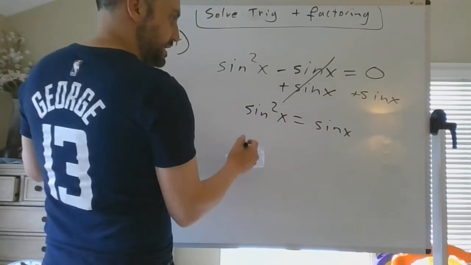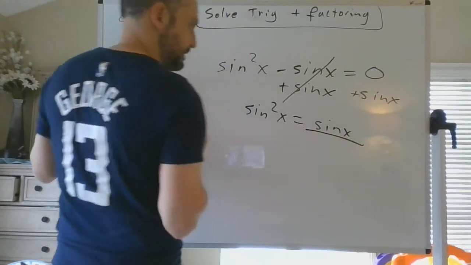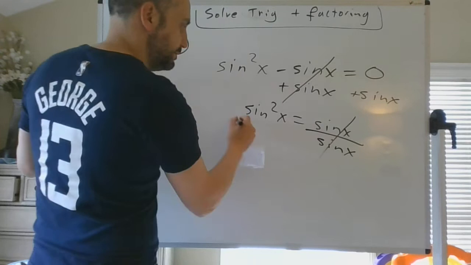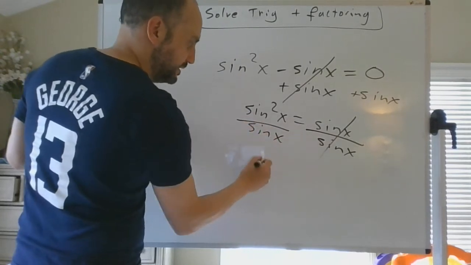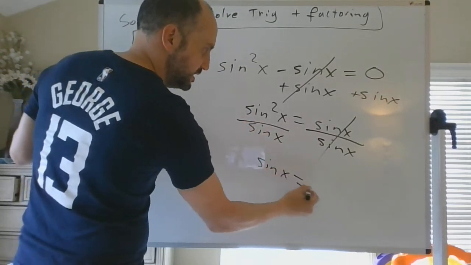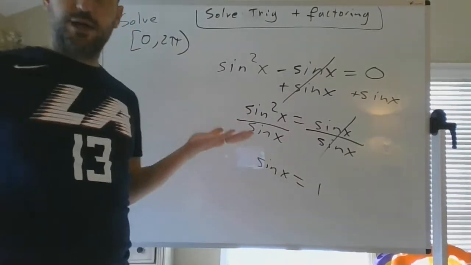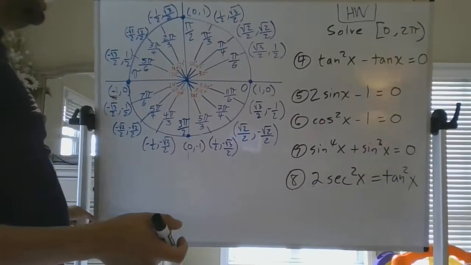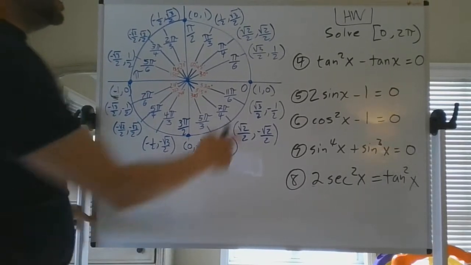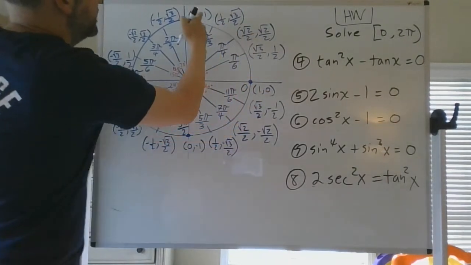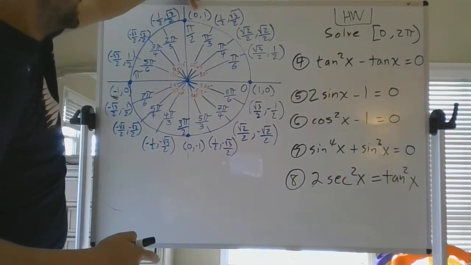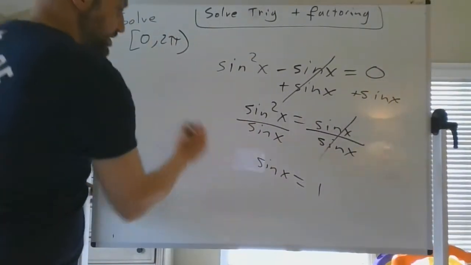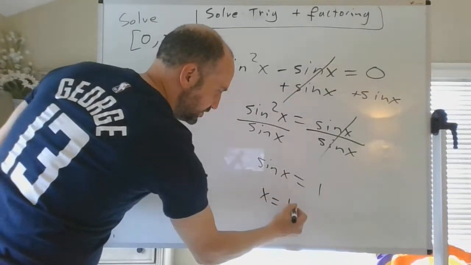Okay, well, now I'm going to divide by sine of x here, and I'm going to divide by sine of x here. I'm going to be left with sine of x equals 1. Great. Now I can find out where sine of x equals 1. Let's see, where does sine equal 1? Sine equals 1 here, and that's it. So the answer is x equals pi over 2. Yay! x equals pi over 2.